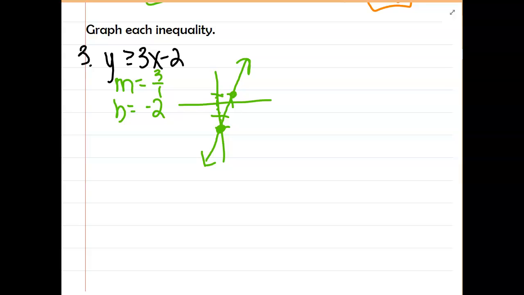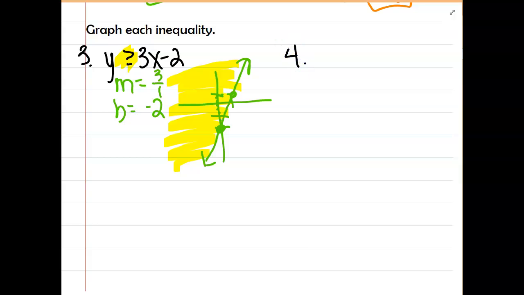0, -2, plug it in, it worked. You could pick your 1, 1, plug it in, it worked. All of these points on this line work. Now here's the thing, those are not the only points that work. There's another half, I guess, of your solutions. And it's either going to be the points above the line or the points below the line. You're going to look at your inequality. Since it's a greater than or equal to, it's going to be these points here above the line. You're going to shade above the line.